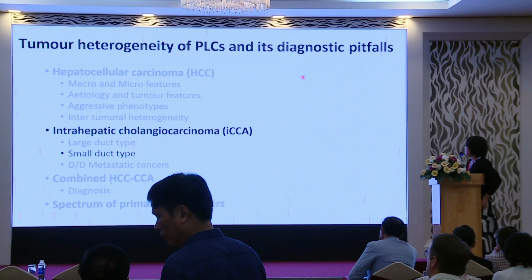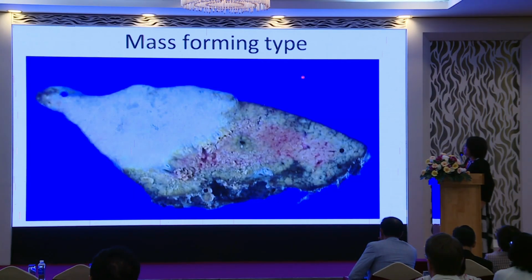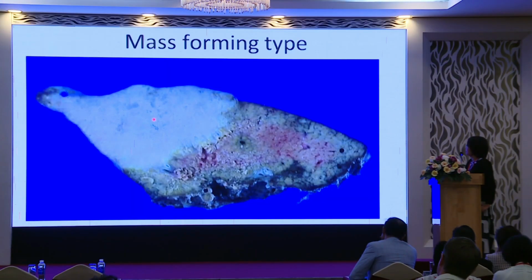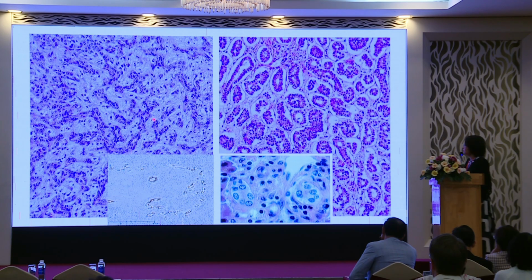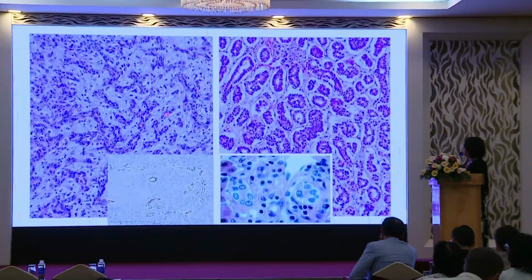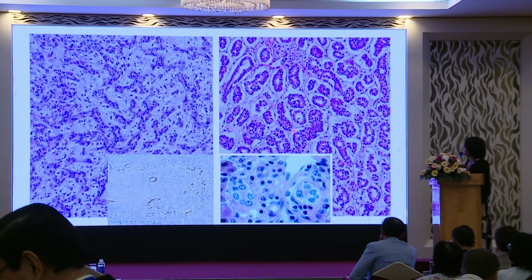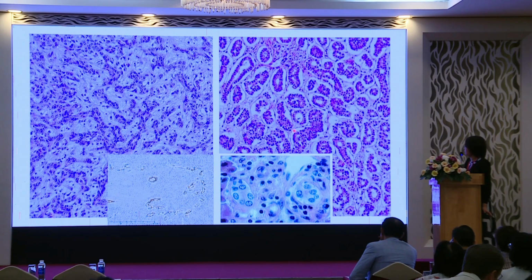However, the tumor aspect and clinical presentation are totally different in small duct type ICCA. First of all, the macroscopic aspect. All small duct type ICCA shows mass-forming type, as you can see here. And the tumor structure shows more heterogeneity. It can be a ductular reaction-like aspect, or it could be a small uniform tubular structure, as you can see here. So it's a more diverse histological aspect seen in small duct type ICCA.